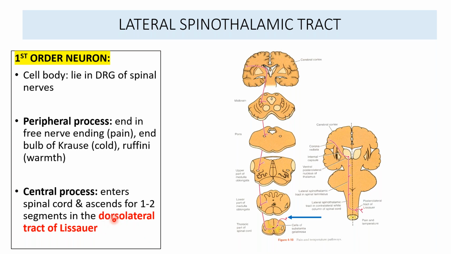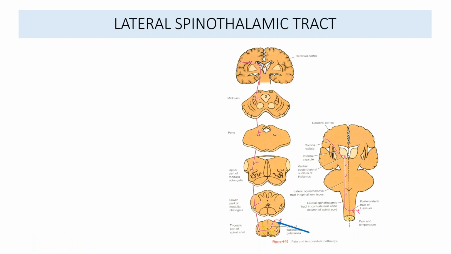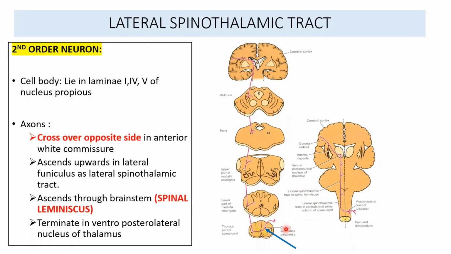So remember this point. It enters the spinal cord but ascends 1 or 2 segments above to synapse with the cells in the substantia gelatinosa. Now this is the second order neuron, which is lying at the level of the nucleus proprius. Now axons of this second order neuron are going to cross.